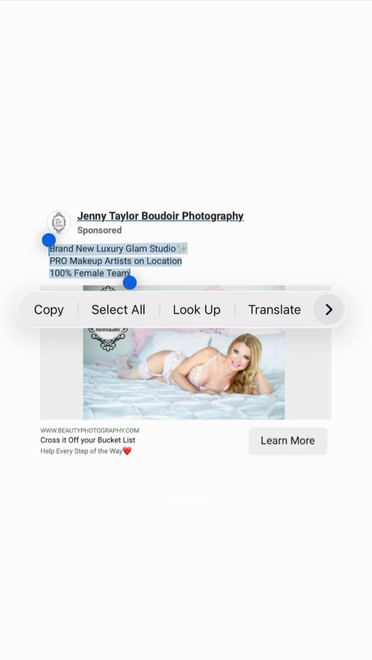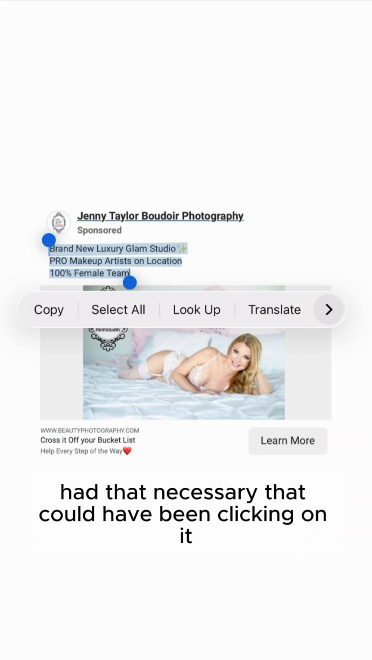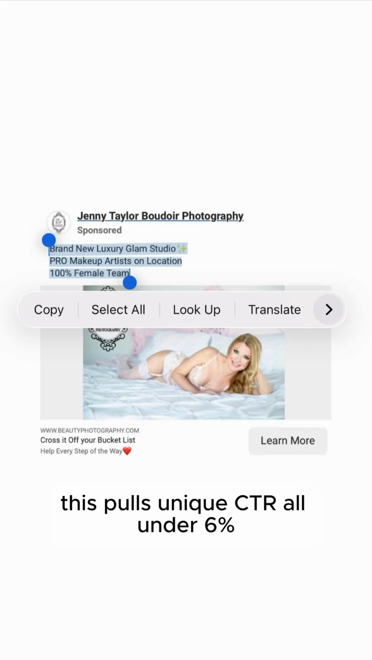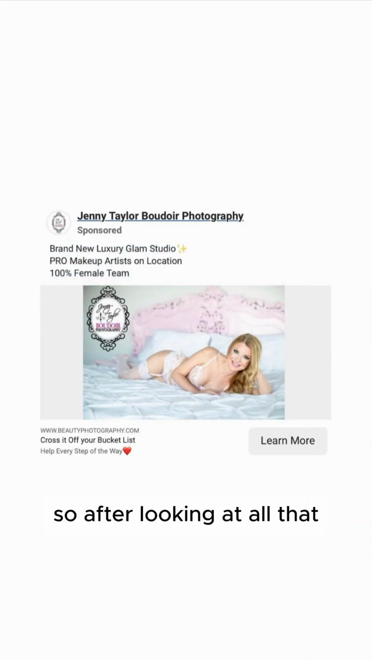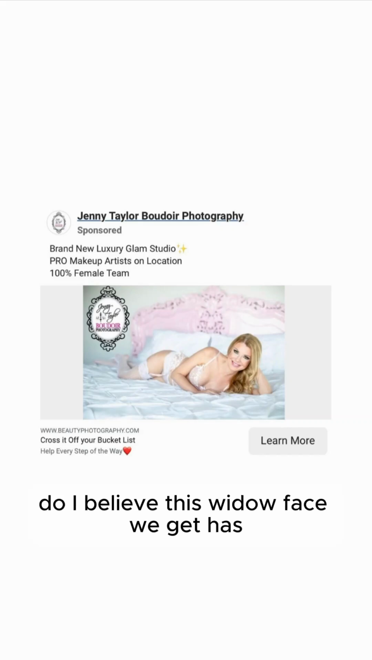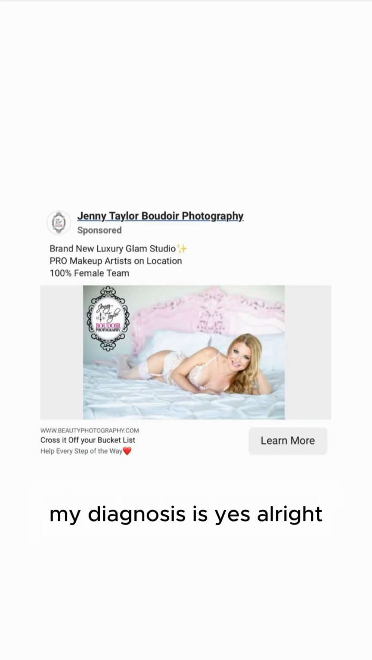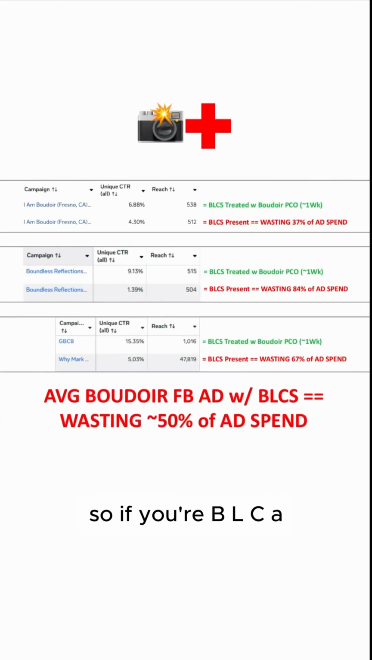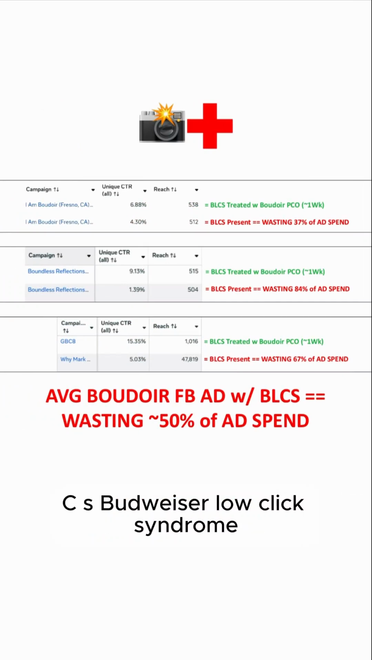So the consequence of this: way more women scrolling by our Boudoir Facebook ad than necessary that could have been clicking on it. This pulls unique CTRL under 6% and actually increases the probability we have BLCS. So after looking at all that, do I believe this Boudoir Facebook ad has Boudoir low click syndrome, aka unique CTRL under 6%? My diagnosis is yes.